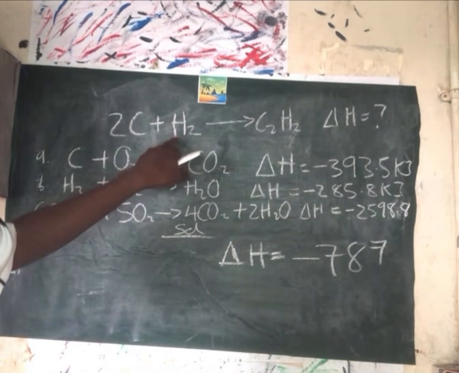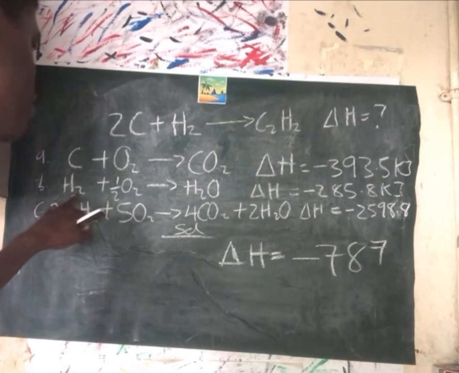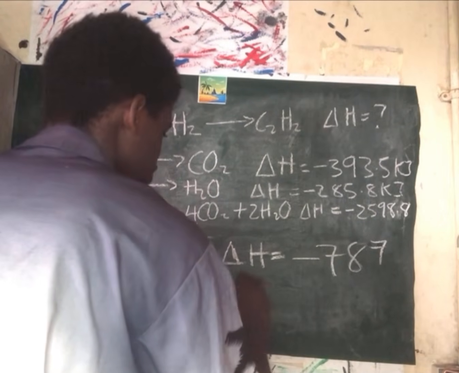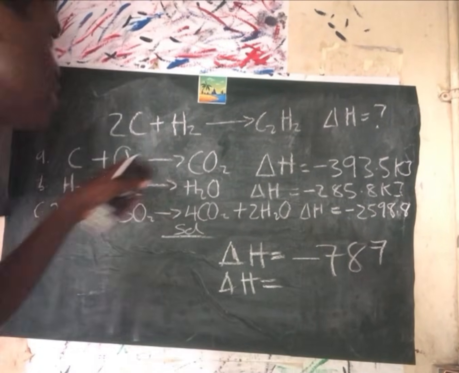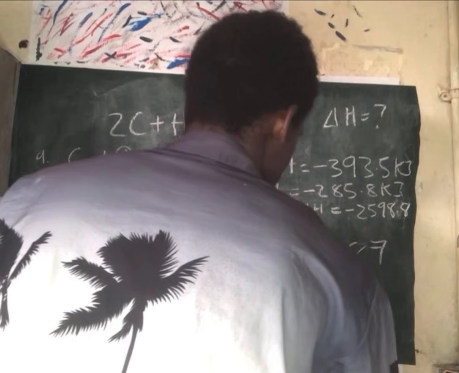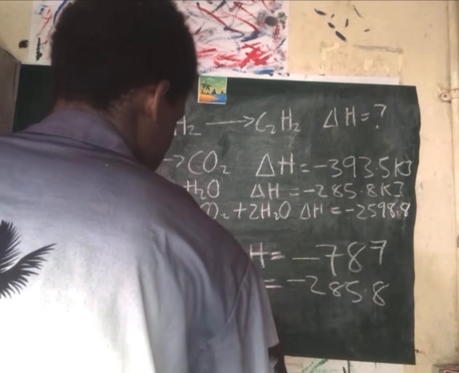For hydrogen, hydrogen is on the reactant side. Here, hydrogen is also on the reactant side, and it's 1 mole. So we leave it like that. That's change in H. And since it's in the reactants, we don't need to reverse again. So change in H, just write it like that, minus 285.8.